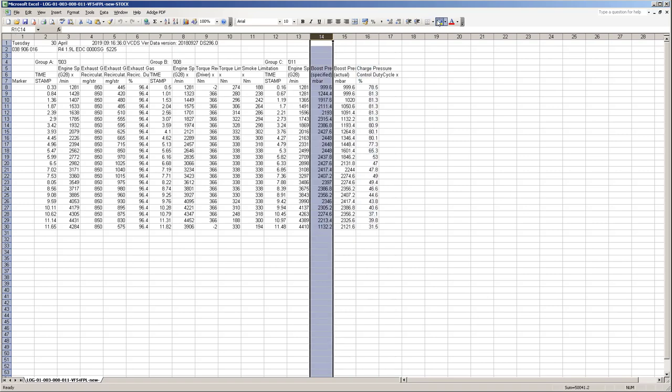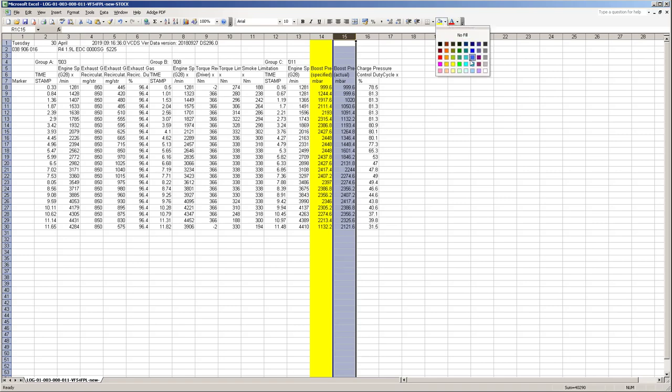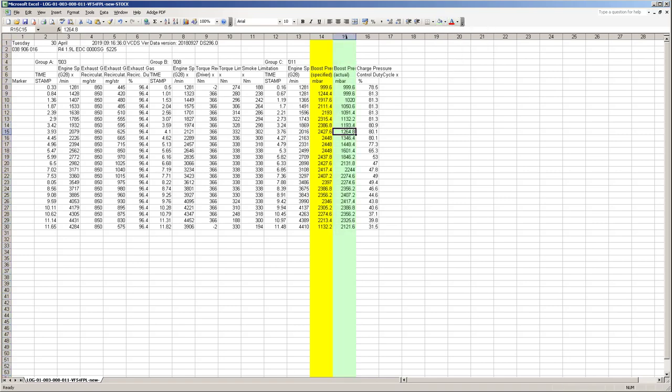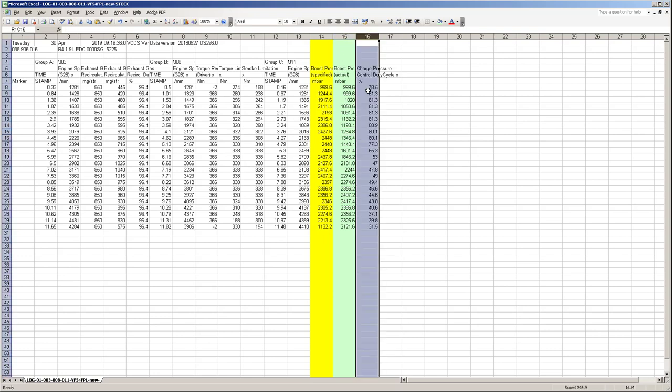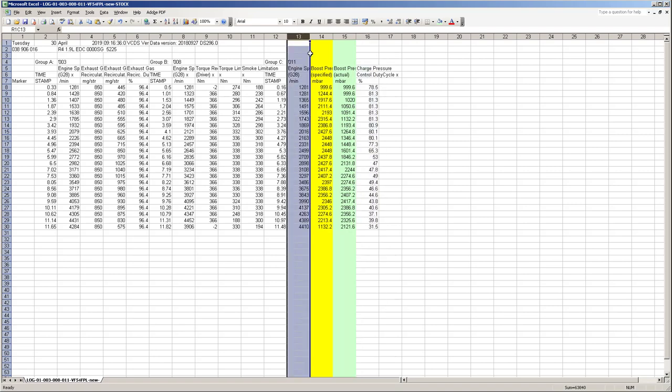I'll highlight these to make it easier to look at. So this is the requested boost pressure. This is what the ECU is asking for. Then we've got actual pressure, which is measured from the manifold absolute pressure sensor, the MAP sensor. We've got the duty cycle. This is the position of the variable vanes, or what position they should be in. And then we've got engine RPM.